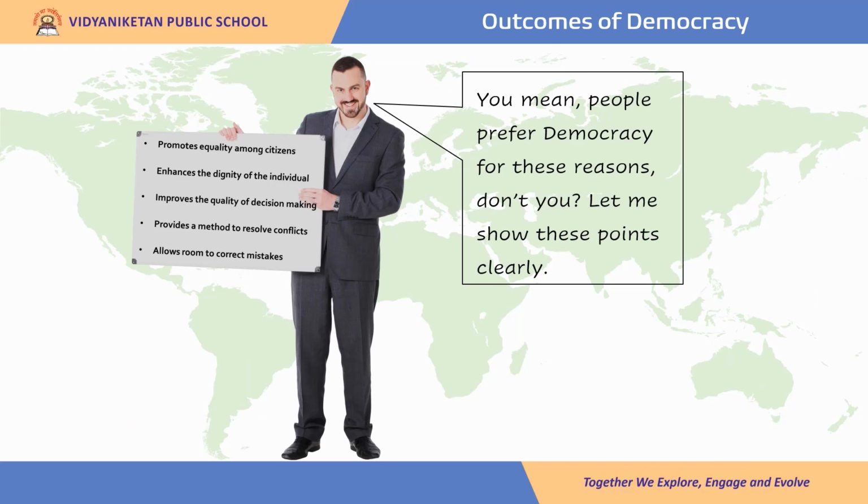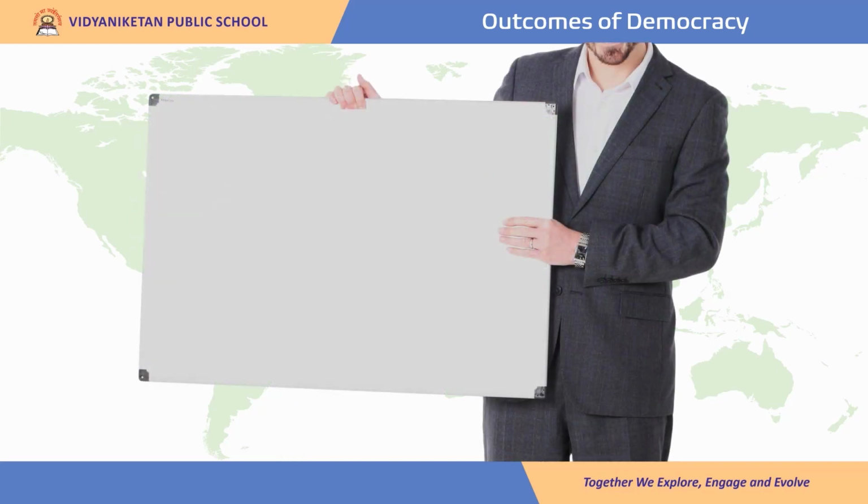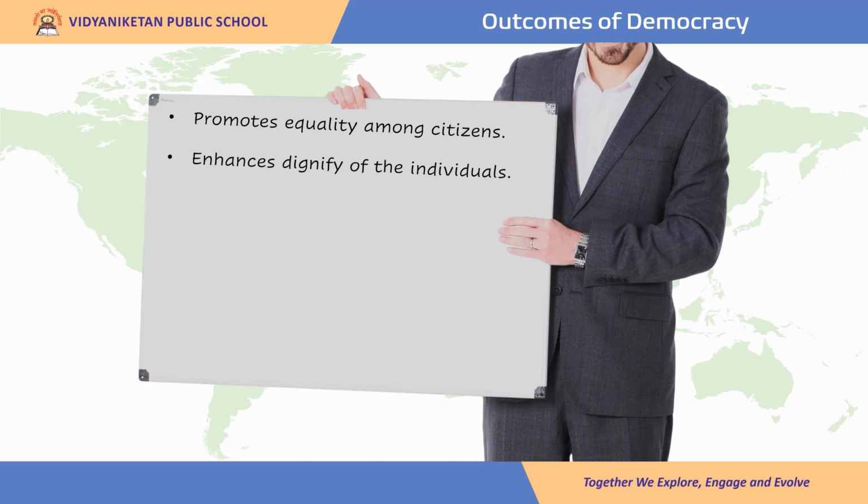You mean, people prefer democracy for these reasons, don't you? Let me show these points clearly. Democracy promotes equality among citizens. As you mentioned, everybody can expect to live as equal citizens. It enhances dignity of the individuals. Everybody wants to live with some amount of freedom and respect. People believe that democracy can help them to live so.